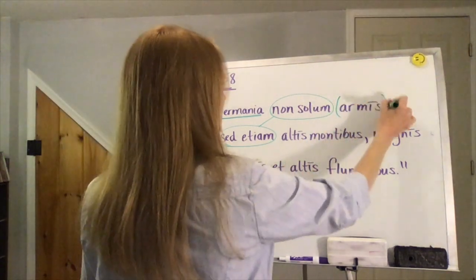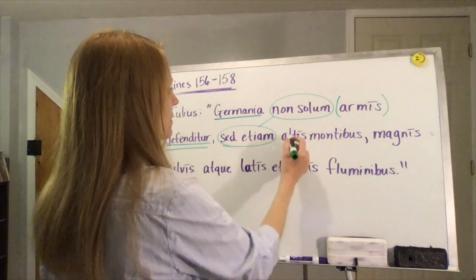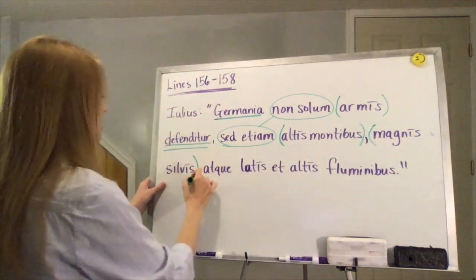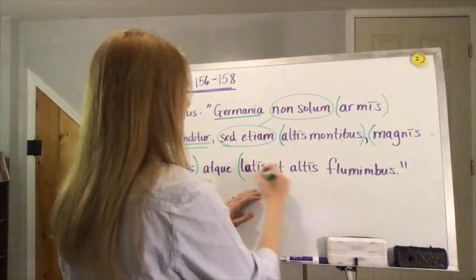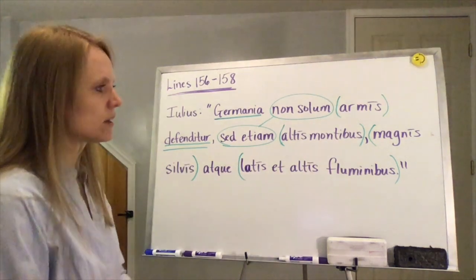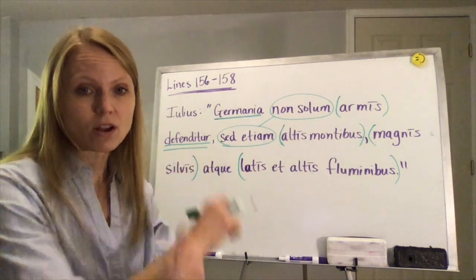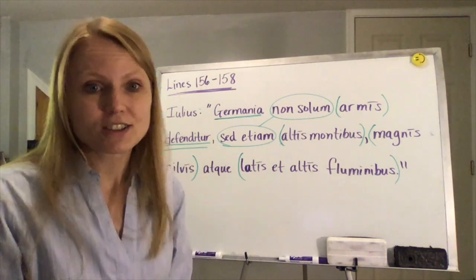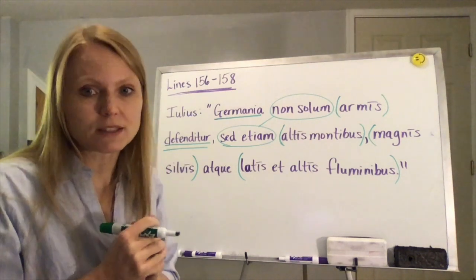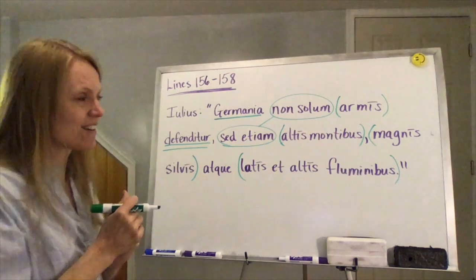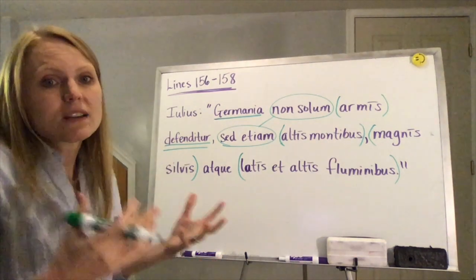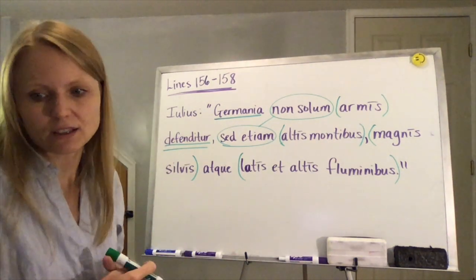So we have armis, we have altis montibus, we have magnis silvis, and we have latis et altis fluminibus. So how many is that? 1, 2, 3, 4 prepositional phrases here, no preps allowed. What kind of prepositional phrase are we looking at? Do you remember your special case rule, the really fancy name? Ablative of means. These are all ablative of means, okay? All right, so our main skeletal part of our sentence is just Germany is defended or is being defended, okay? Or being kind of protected kind of idea, but defended.